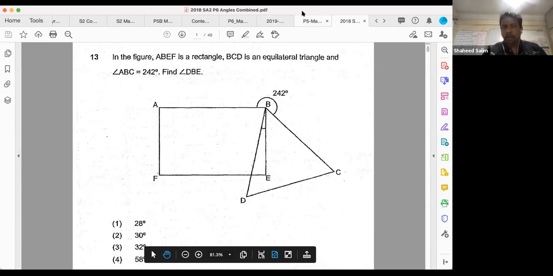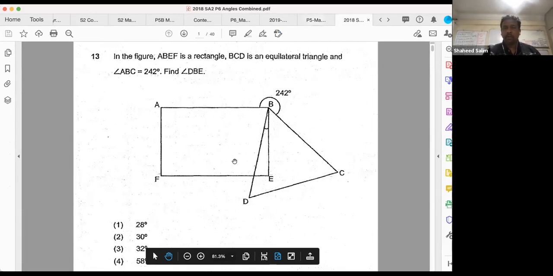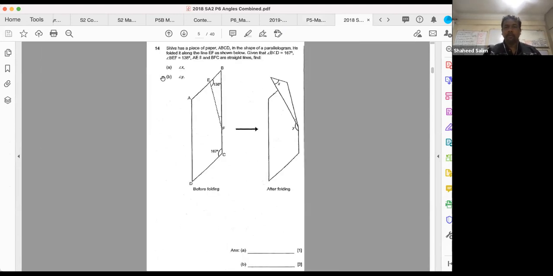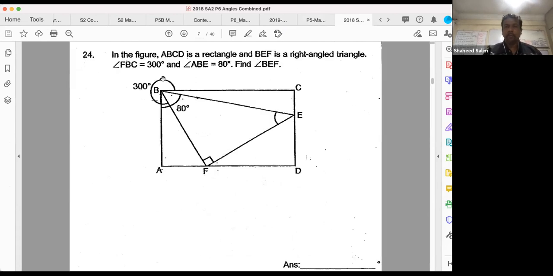Okay, we do one by one. We do a little bit tough one. Okay, we try and find BEF. BEF. This one over here. Can you find it?